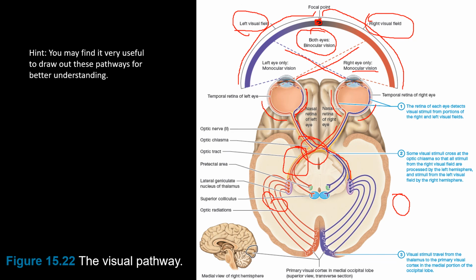And so this is where we begin the basic analysis of shape, color, movement, location. And then from the primary visual cortex, information is relayed to other parts of the occipital lobe, as well as temporal and parietal lobes for interpretation and integration with other senses.